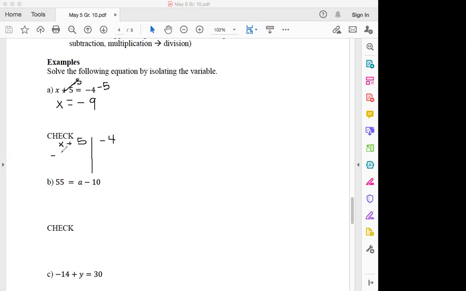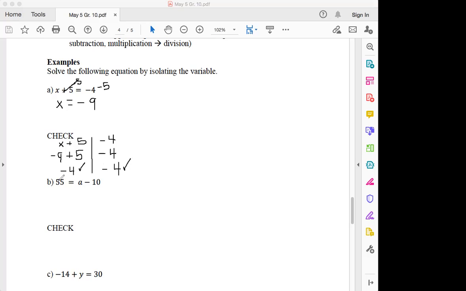So you're going to put -9 plus 5. You're going to write -4 again. It should come up to -4 if your answer is right, if you did it right. So -9 plus 5 gives us -4, which is exactly what we wanted. So both sides are supposed to add up. The bottom answer is going to be the same, and then you check it because it's right.